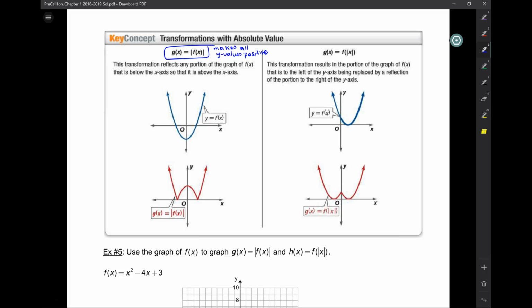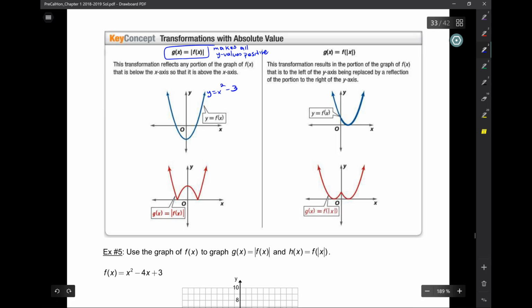So if you see in this first case, you have a parabola, right? And if we take the equation for the parabola and we put it in absolute values, suppose, what could be a possible equation for this parabola? Y equals what? Yeah. X squared minus 3 works, right?